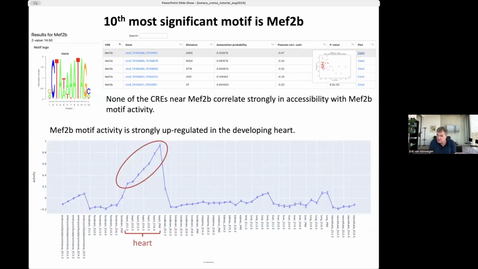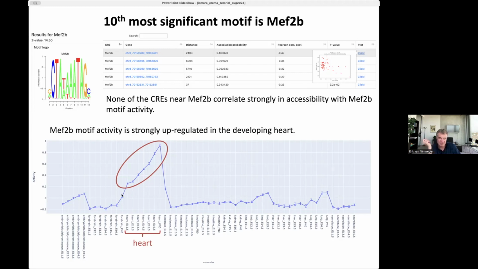All right, so here's just another example motif. This motif is called MEF2B. And for MEF2B, there is no TSS near it. So, sorry, there are no CREs near MEF2B. So the closest, actually this one is nearby, but it doesn't correlate. Sorry, I said something wrong.